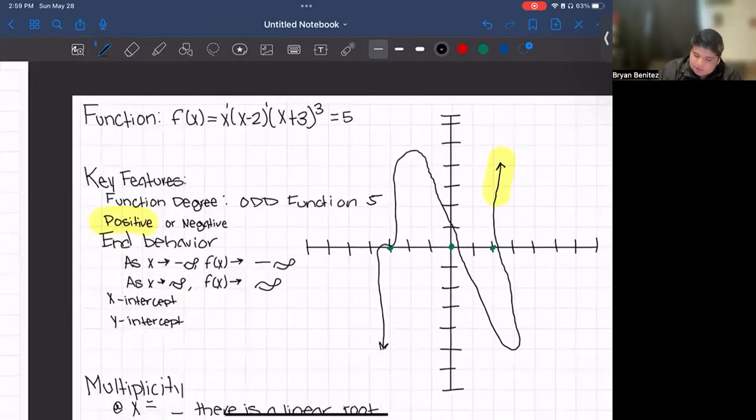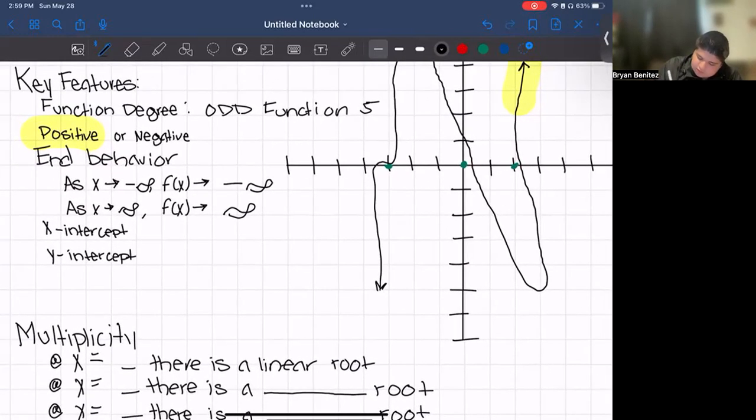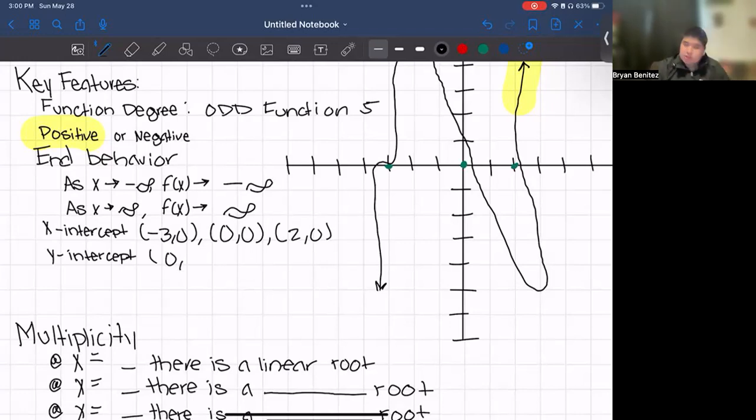Okay, and our x-intercepts would be negative 3, 0; 0, 0; 2, 0. And our y-intercept would be just 0, 0. Okay, now moving on to multiplicity.